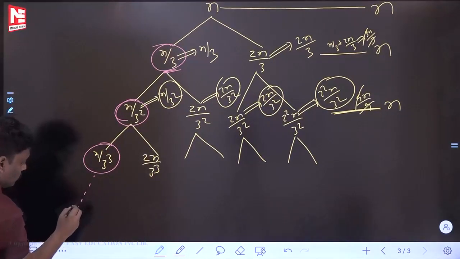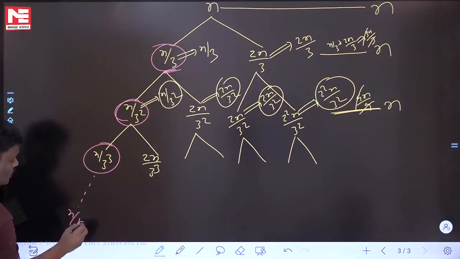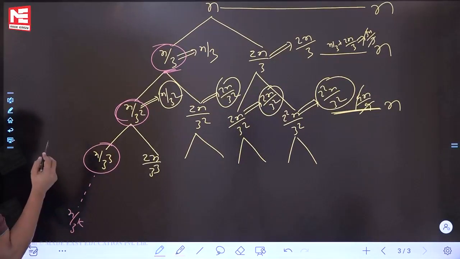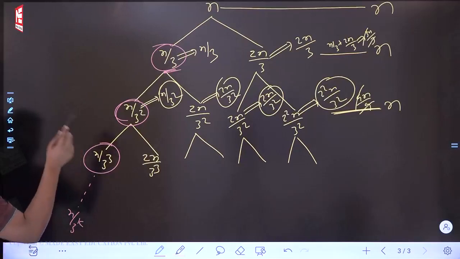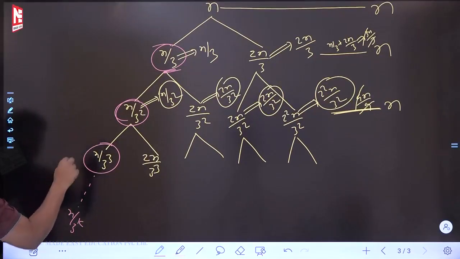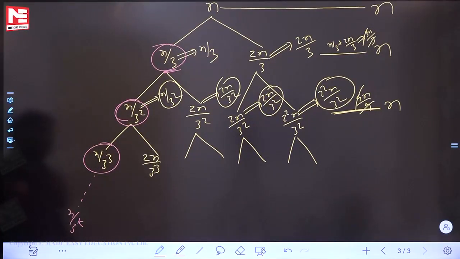If I continue like this, what is the answer? n by 3 power k, because it is always divided by 3. If left is always divided by 3, and you divide by 3, by 3, by 3, k times, it will become n by 3 power k.